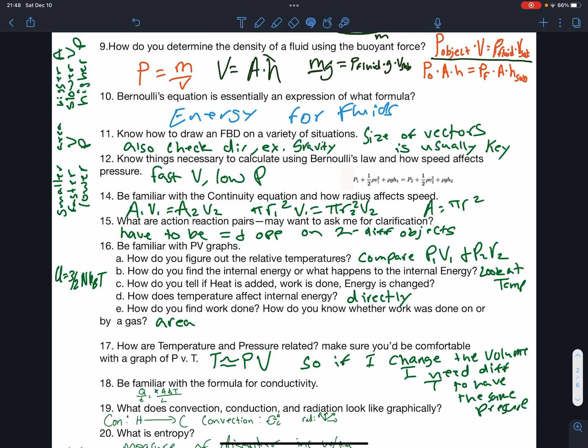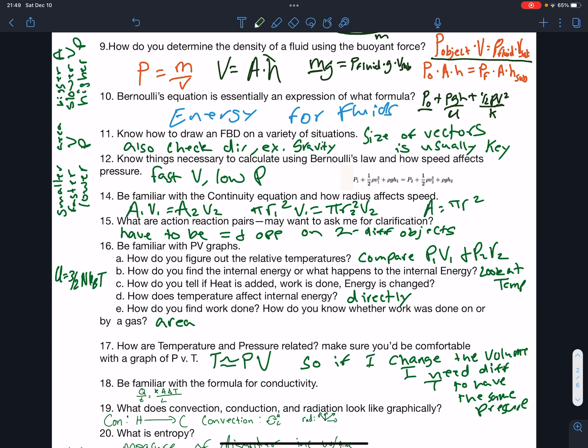So Bernoulli's equation is essentially an expression for what formula? It's energy for fluids, right? So you've got P naught plus rho g h plus 1/2 rho v squared, where v is for velocity. This one is connected to the kinetic energy of the fluid. This one's the potential energy of the fluid. And then this is just the energy the fluid has. I think that's probably the best way to think about it. The pressure energy, maybe. So this is like U.